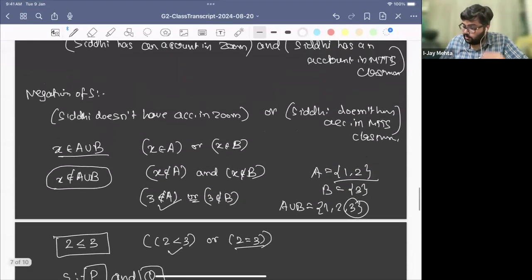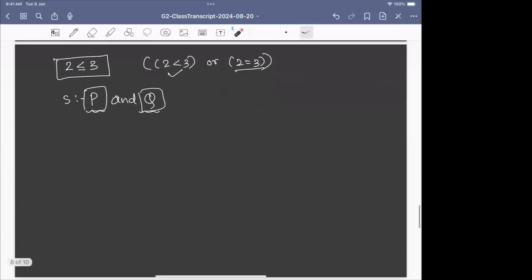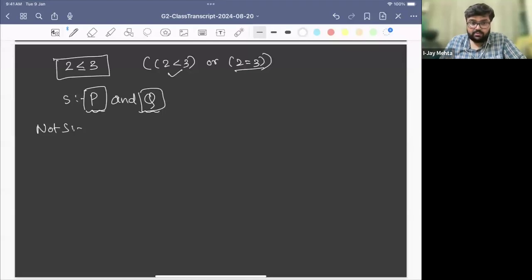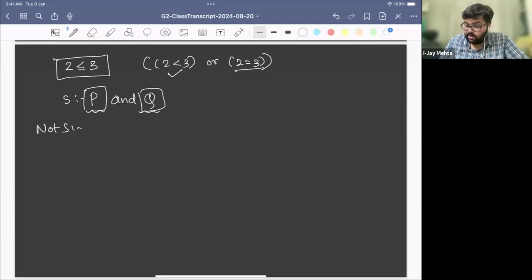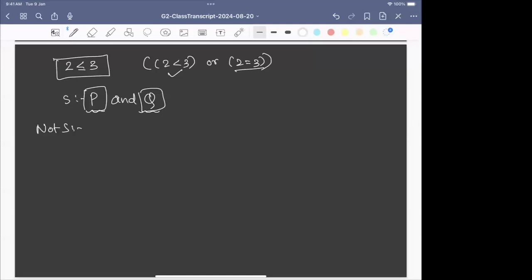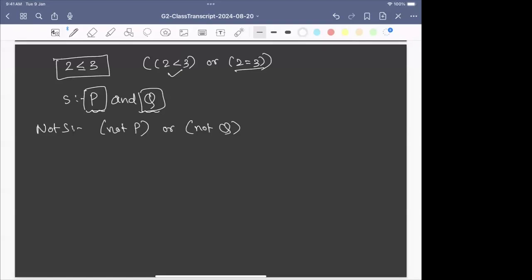ऐसे फॉर एग्जांपल हियर, सिद्धि हैज अ Zoom account, सिद्धि हैज एन MTTS क्लासरूम account. दोनों स्टेटमेंट ट्रू होना चाहिए. एंड व्हेन इट इज फॉल्स, व्हाट इज द नेगेशन? कोई भी एक फॉल्स होगा तो सर, मतलब स्टेटमेंट फॉल्स हो जाएगा. हाँ, तो हाउ डू वी राइट? Negation P or negation Q? Either P is not true or Q is not true. Okay, fine.